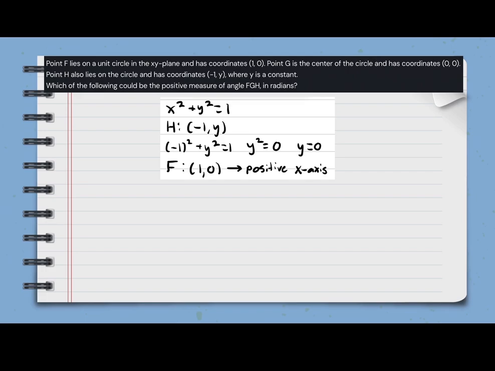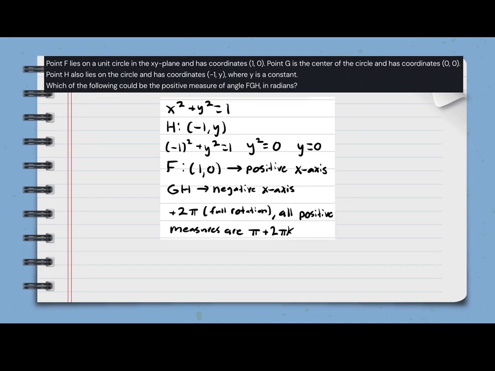Because F is (1, 0), GF will lie on the positive x-axis, and that means GH will be on the negative x-axis. So in order to find the positive measure, we have to check for the full rotation. For a unit circle, when you add 2 pi, you pretty much do a 360. And you can do that with the formula pi plus 2 pi k.